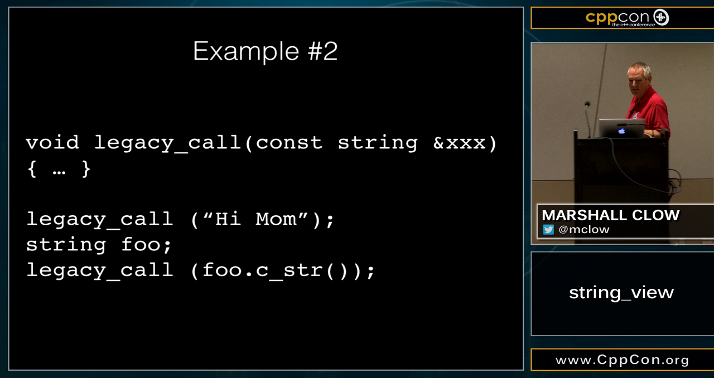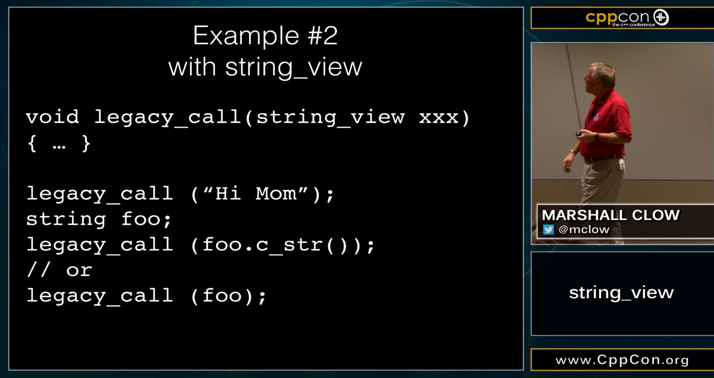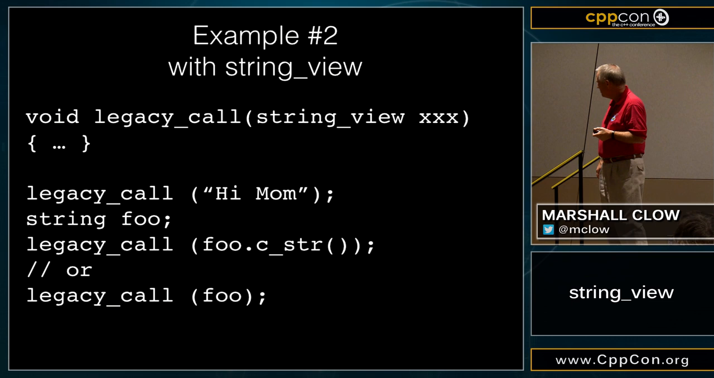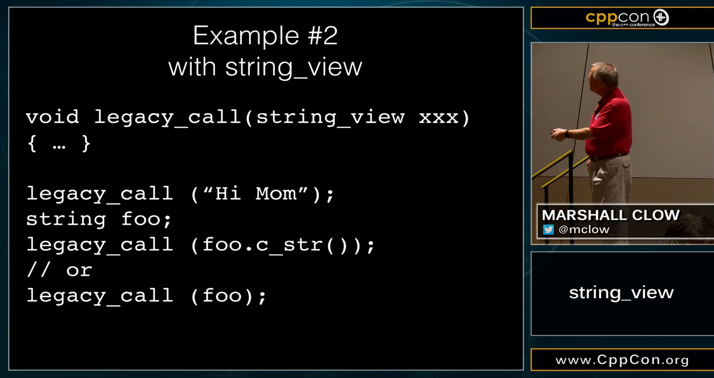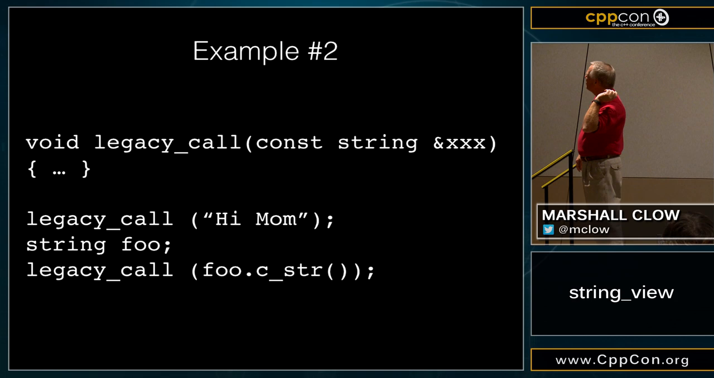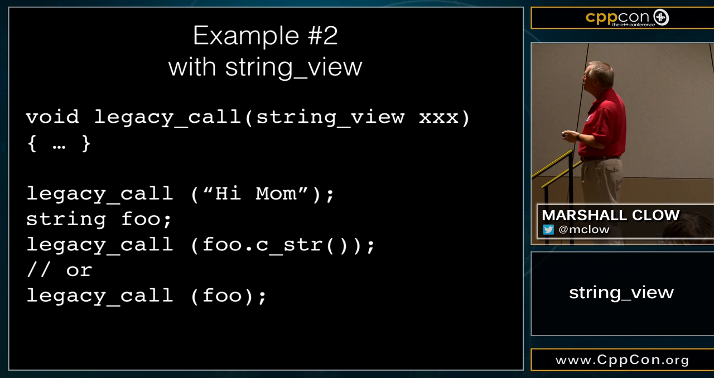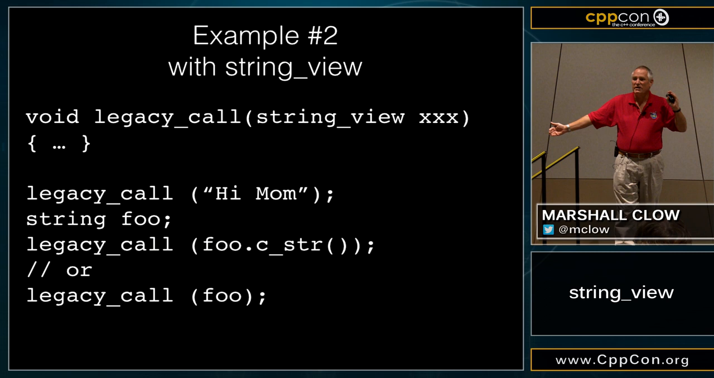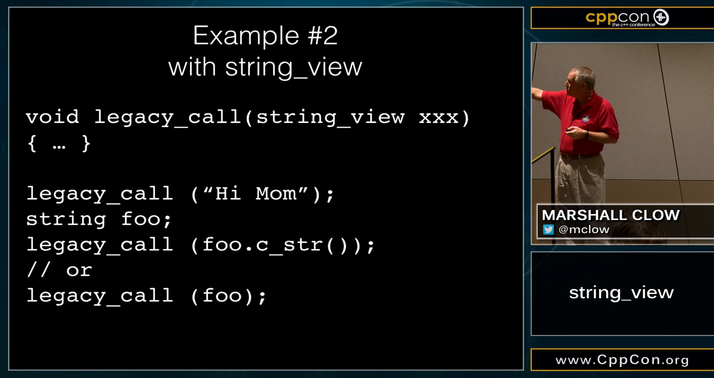So, next step, legacy call, string view. We still don't have to change any of the calling sites. Okay, legacy call, hi mom. You have to traverse to find the length, but you had to traverse to find the length when you had a const string as well. But you don't have to actually copy any data. You don't have to do memory allocations. The call to foo c_str, again, you have to traverse and find the length, but there's no memory allocations. There's a temporary string view made there in both of those cases, but those are cheap.